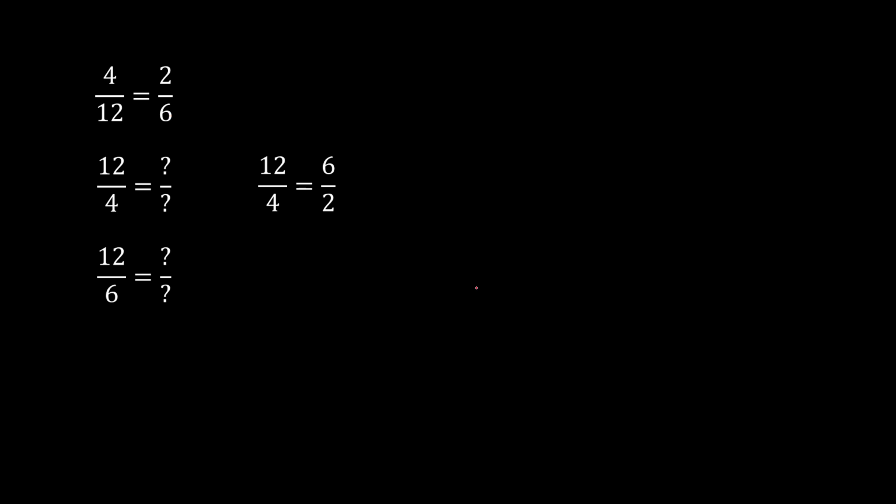The second one, we have 12/6 equaling something over something. So notice what I'm doing. I'm taking the 12 and then dividing it by the 6. Well, I can do the same thing for the numerators, where I take the 4 and divide it by the 2. So 12/6 would equal 4/2.